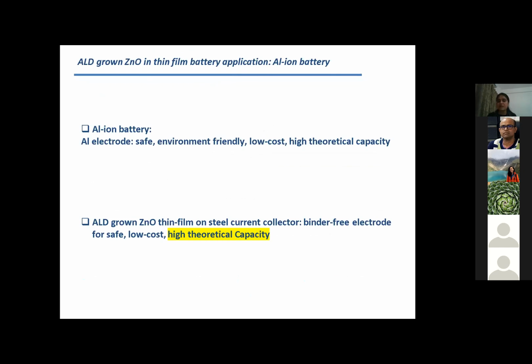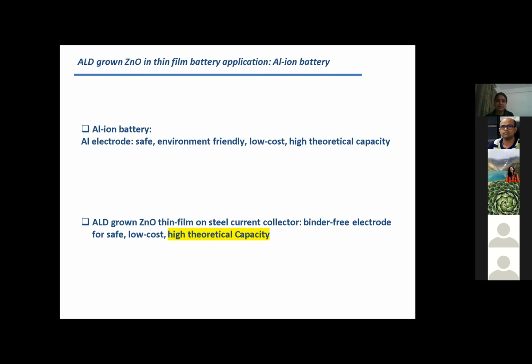So why zinc oxide? Because it shows a very high theoretical capacity. If you estimate the theoretical capacity of zinc oxide in the presence of aluminum, it will be around 2900 milliampere hour per gram if we calculate theoretically. I just wanted to give a comparison.